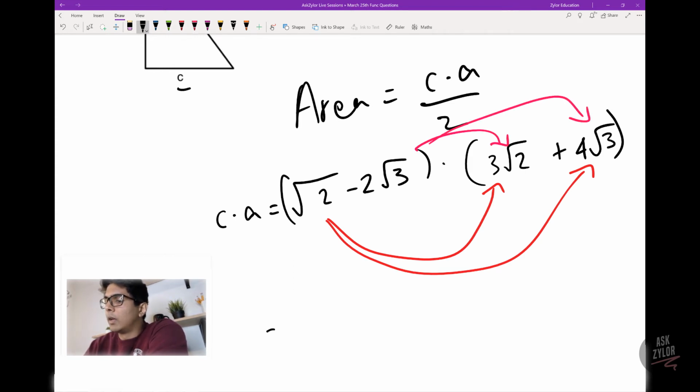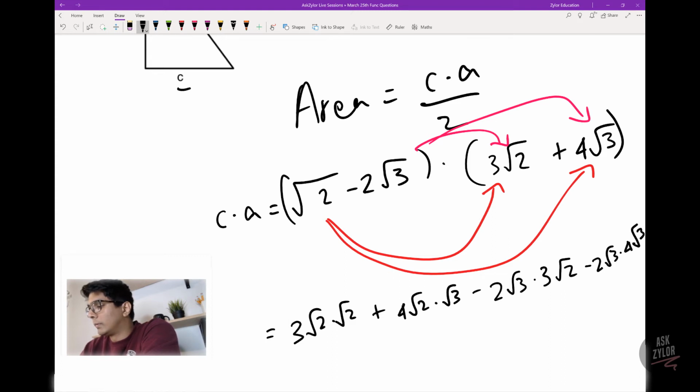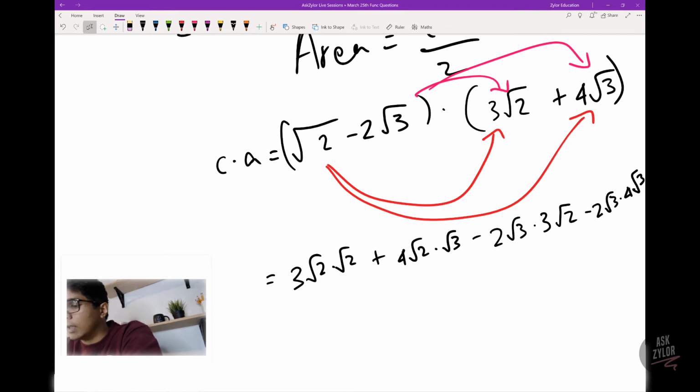Right, so then we have 3 square root 2 times square root 2 plus 4 root 2 times root 3, and then minus 2 3 4 3. I ran out of space, but that's fine. So what I'm doing is I need to see how these square roots simplify.